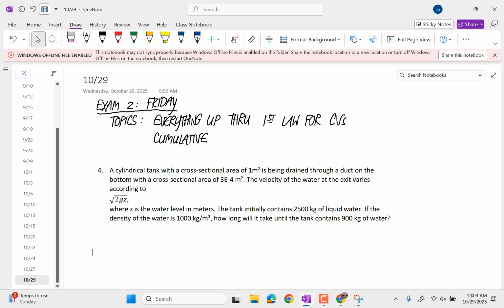Okay, so you got this cylindrical tank, easy cross-sectional area. It has a drain at the bottom. We're given the cross-sectional area of the drain, and we're given a function for the exit velocity of the water. And that function depends on the water height. It initially contains this mass of water. We're given the density. How long until it contains 900 kilograms of water?